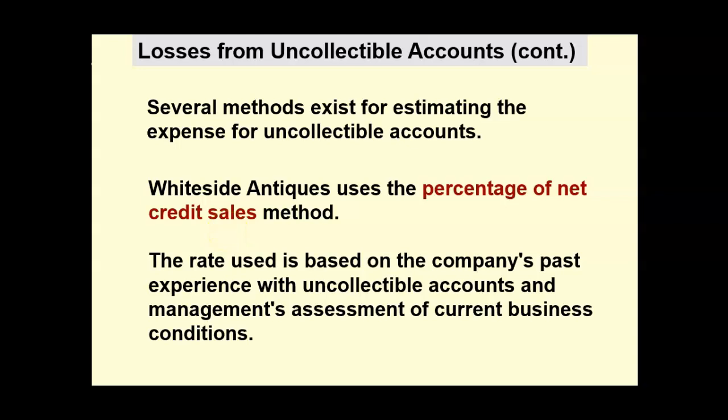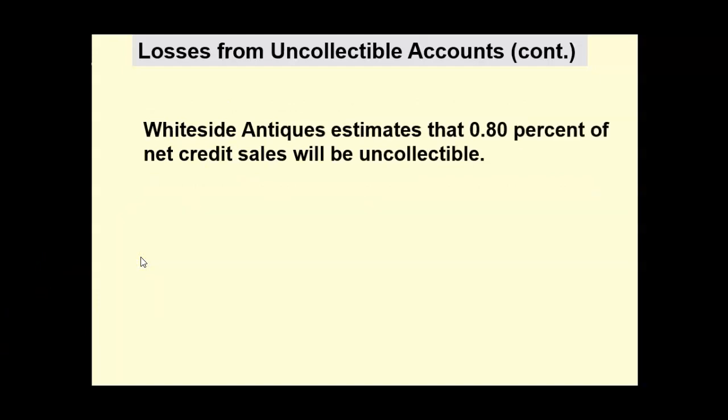With this approach, we're going to look at our credit sales that took place during the accounting period, and we're going to estimate what percent of those credit sales we expect to become uncollectible. Perhaps you're saying, how do we estimate this expense? It is based again on historical information for a company. So again, we'll look at historical information to see in the past what percent of a company's credit sales became uncollectible.